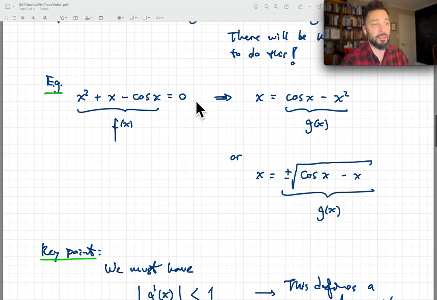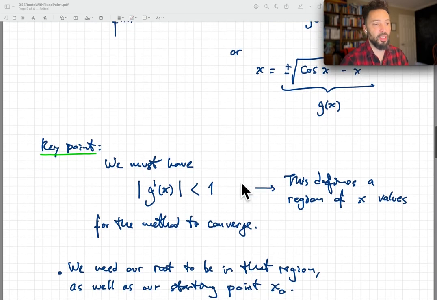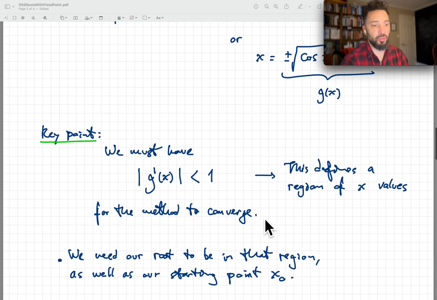You could also add x on both sides of the equation, so you have x equals x squared plus 2x minus cosine x. That's also allowed, and it will define yet another g of x. The key point is that no matter what you choose for g of x, you must have the condition that the derivative of g of x in magnitude is less than 1. This is what's called a Lipschitz type condition, and it is what you need for the method to converge.